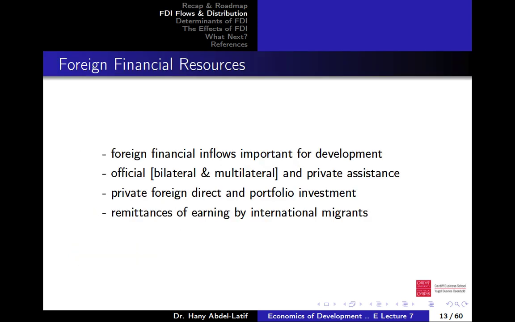So we already discussed this last lecture when we were talking about aid. We said how foreign financial inflows are important for development, again because of the lack of resources, the shortage in developing countries. And we highlighted the issue of the current account deficit, coming from the foreign exchange received from exports being the same as or less than imports. So they need to supplement this. They need to fill this gap by using foreign resources or foreign financial inflows.